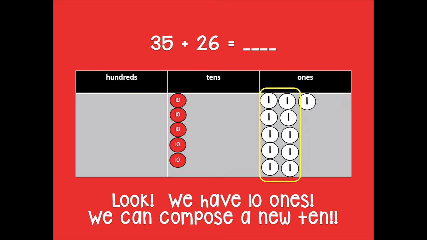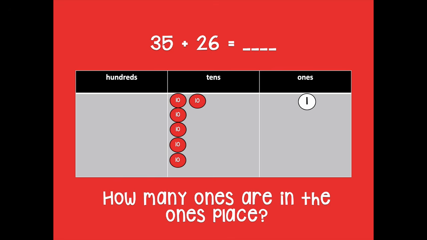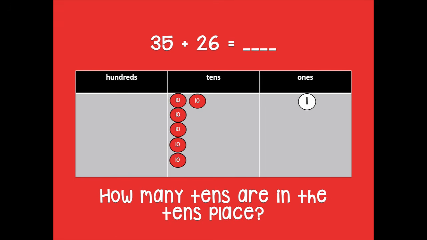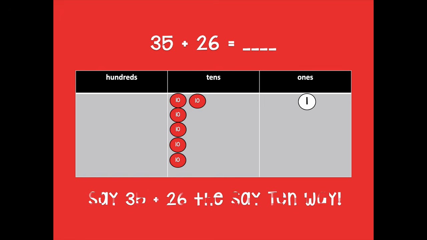All right, friends, here's my 10 ones. I'm going to take those away and compose a new 10. So how many ones are in the ones place now? Oh, just one, right? How many 10s are in the tens place? 6 10s. Awesome. So say 35 plus 26 the say 10 way. 6 10s, 1. So that means that 35 plus 26 equals 61. Awesome job with that, friends.